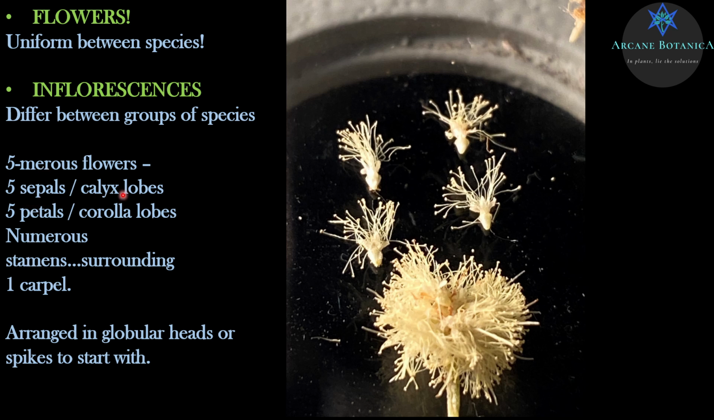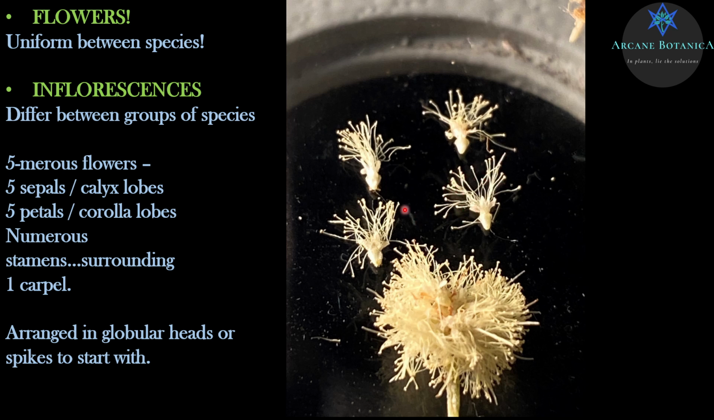5 sepals or calyx lobes, and that pretty much stacks up. 5 petals or corolla lobes or perianth lobes, and numerous stamens surrounding one carpel. That stacks up a lot of the time. Sometimes flowers can be purely male. There's no receptive carpel there, is my understanding. That's something I might have to look at in further detail too. But most of the time the flowers are bisexual, with the female part coming out there and the male stamens here.